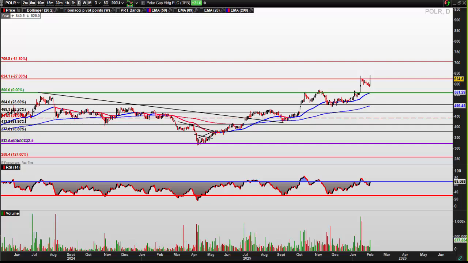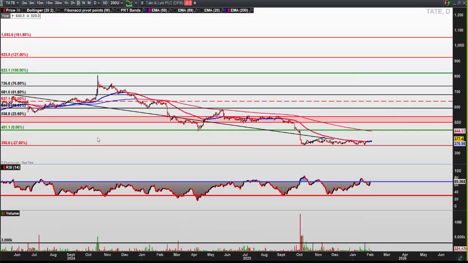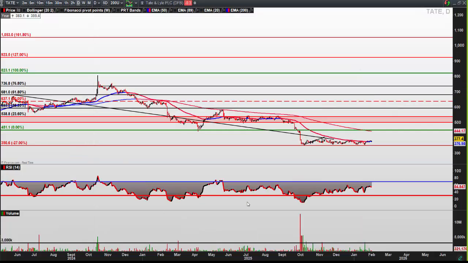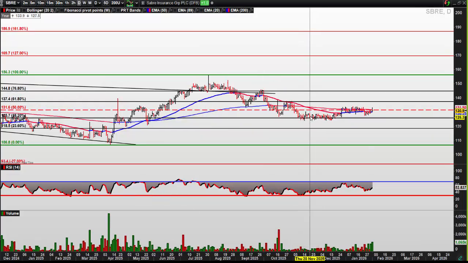I bought Tate & Lyle, just pretty pathetic. Took a slice out of it and then dumped it and ignored it. Sabre. Tell you what, just thought of a stock I need to show you. Sabre is doing okay. If anytime soon we get above 130 on this, I think we'll see 150 plus pretty quick.